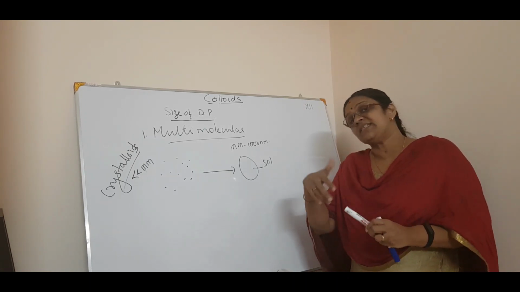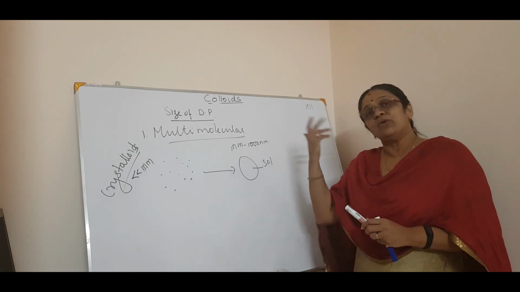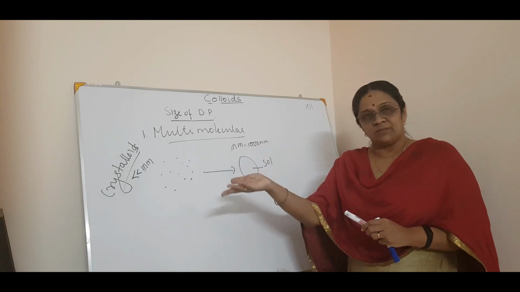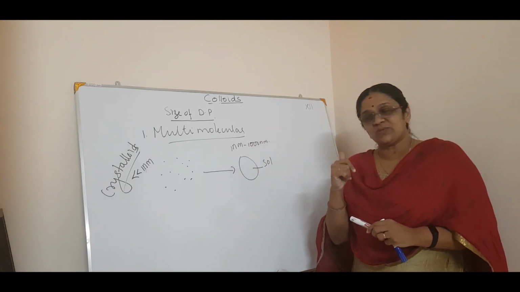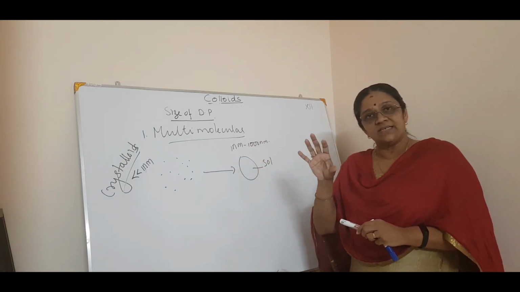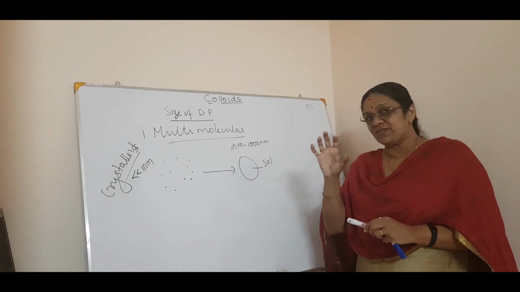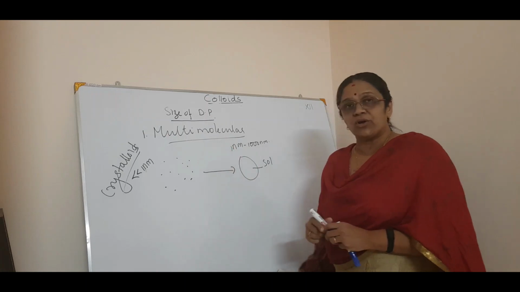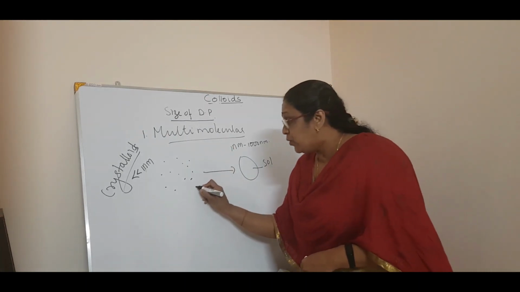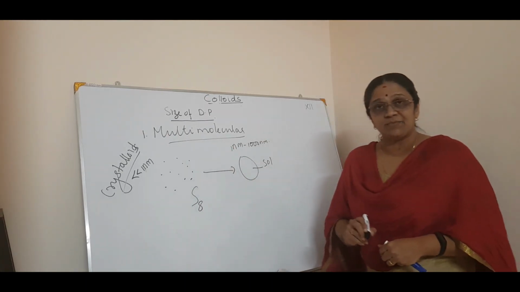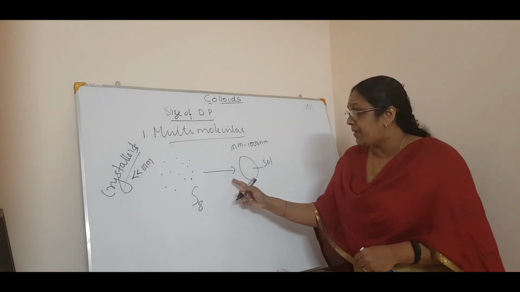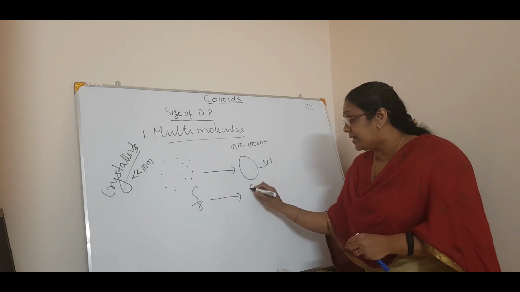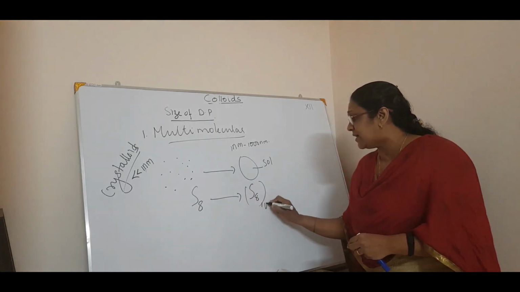If the particle size is more than 1000 nanometer, it will go to suspension. Correct. And if it is less than 1 nanometer, it goes to true solution. That is why we say the size is always very important. The range of the size limit is very important. So that is about the multimolecular colloids. For example, if you have a sulfur molecule, S8. This can be made into a colloidal sulfur by combining together, for example, more than 1000 sulfur molecules.